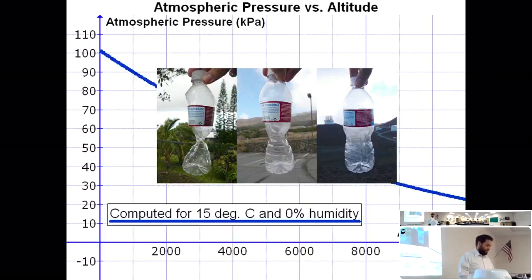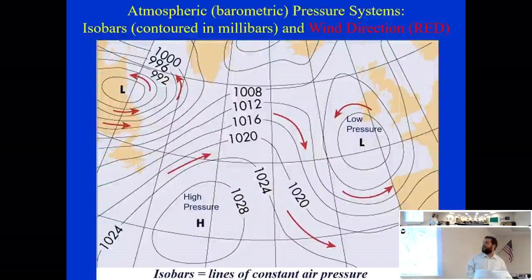Okay, so we plot out these differences in air pressure over the surface of the Earth in things called isobars.